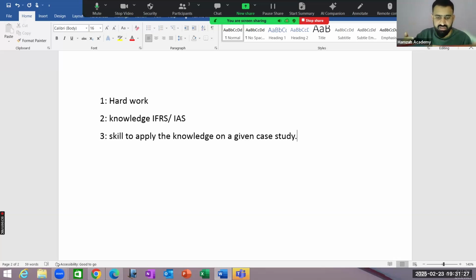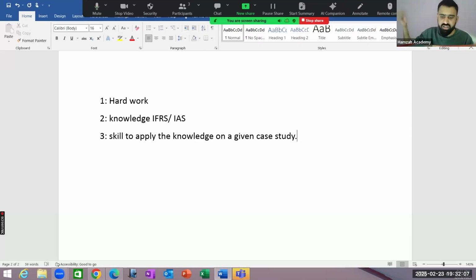Now you need a skill that if you are given a case study on a particular accounting standard or on multiple accounting standards which are connected to each other, you should be able to apply the knowledge on that case study, and express your knowledge connecting with that case study. You can communicate, you can discuss your answer related to that case study in your exam. And that skill cannot be developed without practicing questions. For that purpose, you need to practice questions.